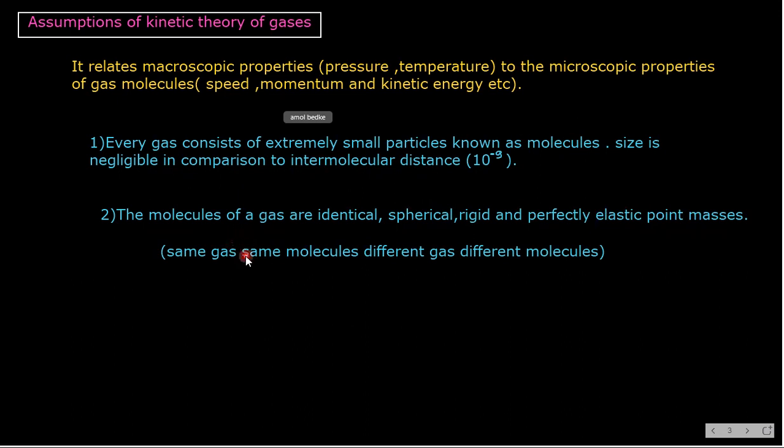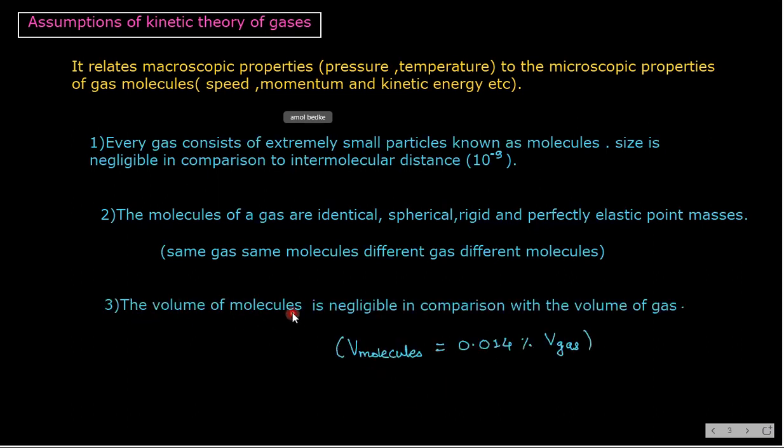So if the same gas is there, same molecules. If a different gas is there, different molecules. It means in oxygen you have the same molecules, but oxygen and nitrogen have different molecules. Okay. The volume of molecules is negligible in comparison with the volume of gas. So you see, compared to the complete volume of the gas, the volume of one molecule is definitely negligible. The volume of a molecule is how much? 0.014% of the volume of gas. These are the 3 assumptions. Next assumptions we will see ahead. Just note down.